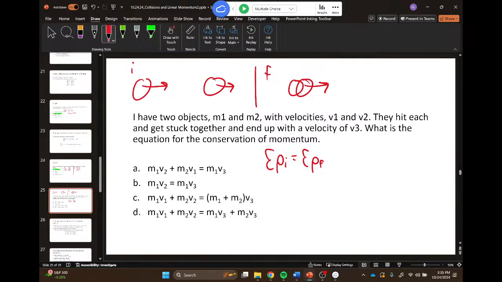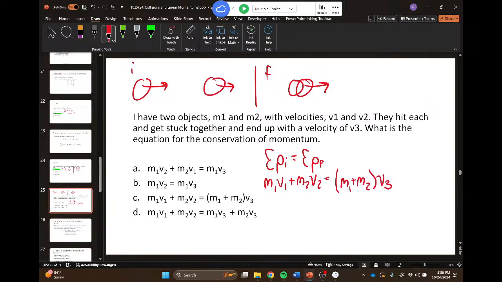Now, you do need to be careful with positives and negatives, y'all. These are vectors. We do get directions from the picture. The math doesn't tell you the sign, positive or negative. The picture does. So just keep that in mind, y'all. When you're plugging in stuff, don't forget to do that. Anyway, so M1 V1 plus M2 V2, they get stuck together.